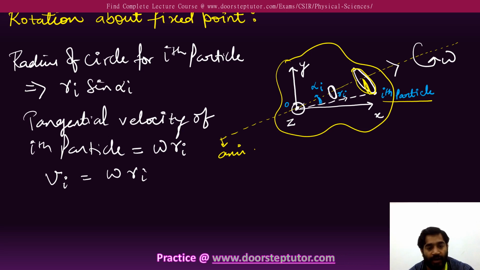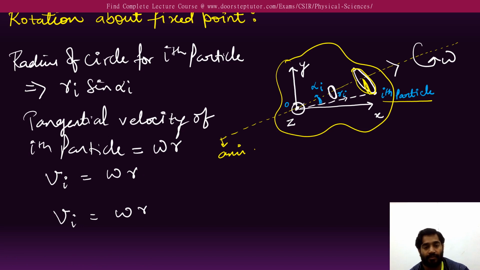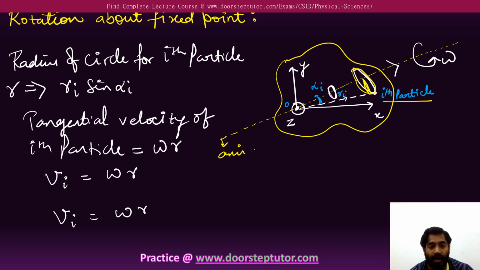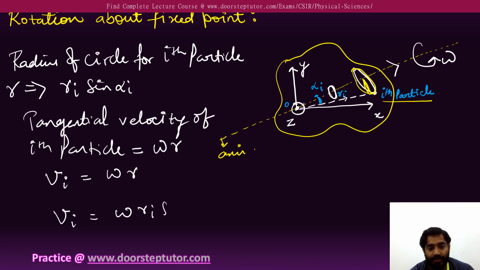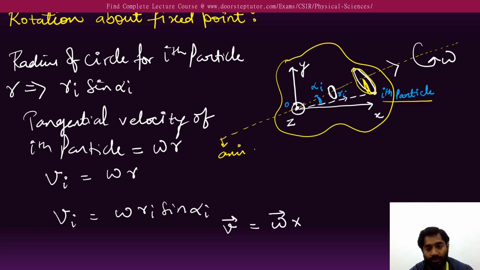Just put the value of ri. So vi equals omega r, where r is the radius, and the radius is defined as ri sine alpha i. So let's put the value of r, which is ri sine alpha i. This is the speed, because it has only magnitude. But if we talk about the vector quantity, then it is going to be omega cross ri.